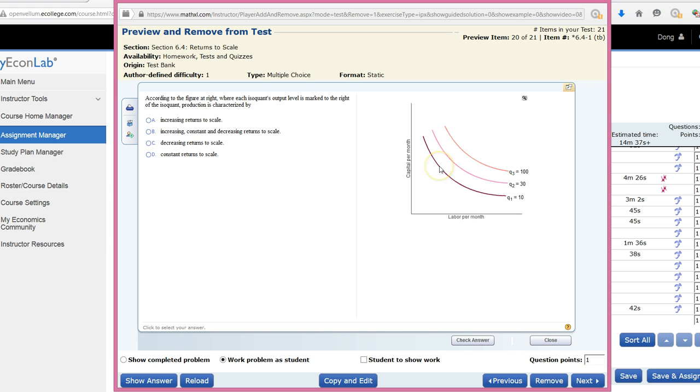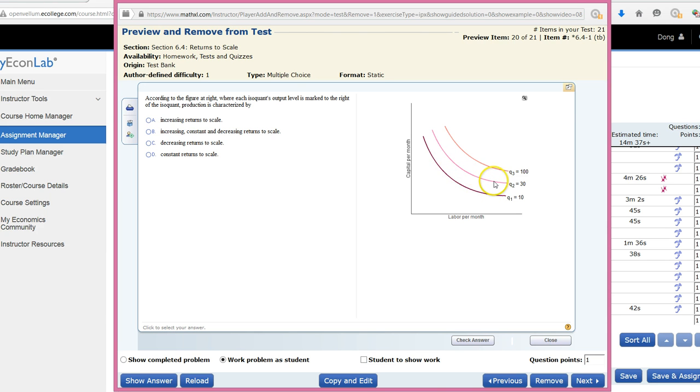So if you have a point here on the first isoquant and move to a point somewhere here, because you need to increase the labor and capital with the same proportion, it's less than doubled. But what happens to the quantity of the output is that it actually triples. So this means increase in return to scale.